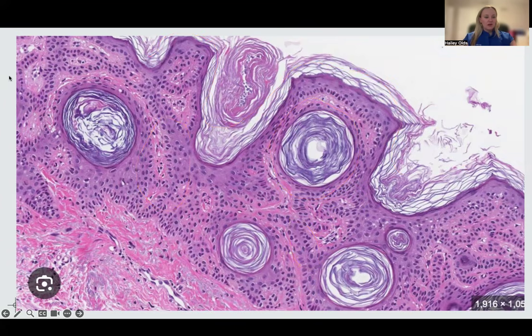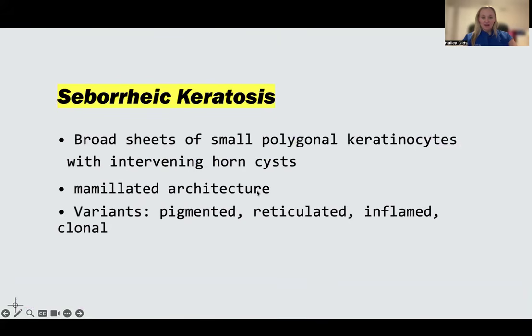So, since there's no pleomorphism or mitoses, this is in the benign category. So it's a benign proliferation of keratinocytes. This is a seborrheic keratosis or SK. So there's a lot of different variants too. This is just the most common kind, and this is one of the most common things that we see. A lot of times they send them in to rule out melanoma because they're big, brown, ugly.